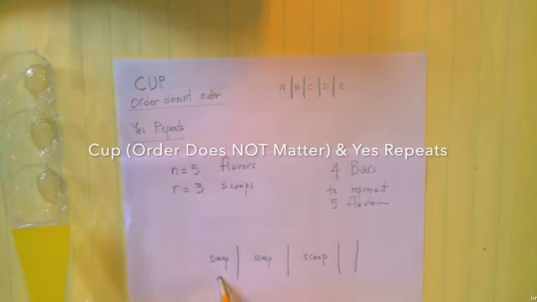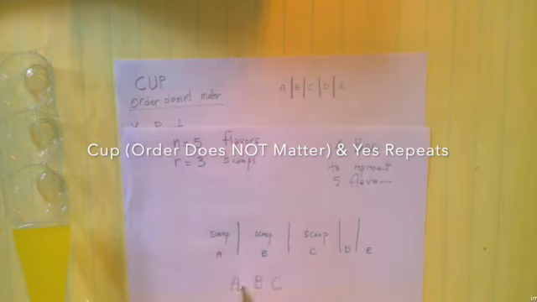This is the A flavor. This is the B flavor. This is the C flavor, D flavor, and E flavor. So in this case, I got 1 scoop of A, 1 scoop of B, 1 scoop of C. The order doesn't matter, and that's the possibility.